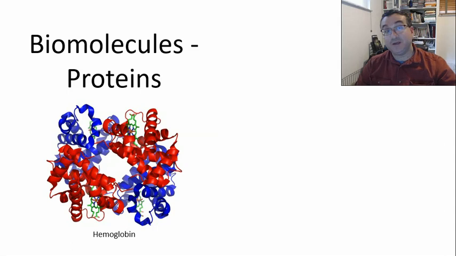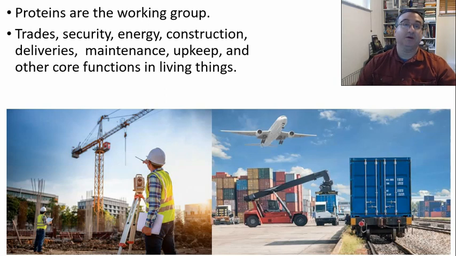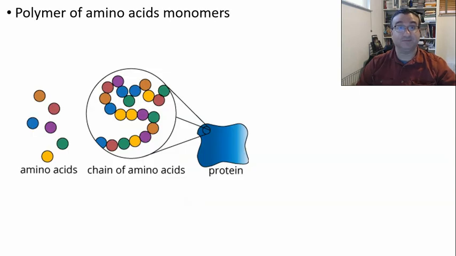Hi, this video is about the group of biomolecules or macromolecules known as proteins. There we can see hemoglobin, a protein we'll be talking about in this lecture. Now, proteins are the working group of the biomolecules. They're involved in the trades, security, energy, construction, deliveries, maintenance, upkeep. Other core functions of living things are carried out by proteins. You could almost call them a blue-collar group of molecules.